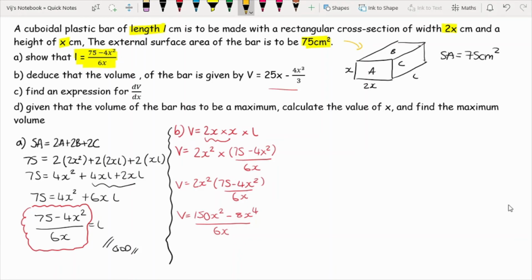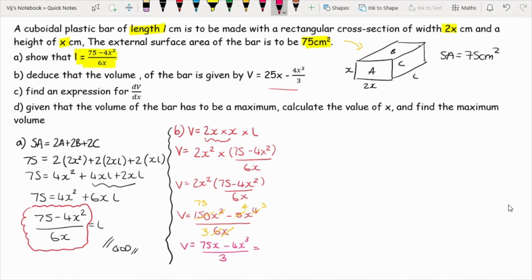Now from this I can cancel things down. Dividing everything by 2, this is going to turn into 75, that is going to turn into 4, this is going to turn into 3. I can then eliminate an x from every single term, so that disappears and that turns to a 3, leaving me with V equals 75x minus 4x cubed all over 3.